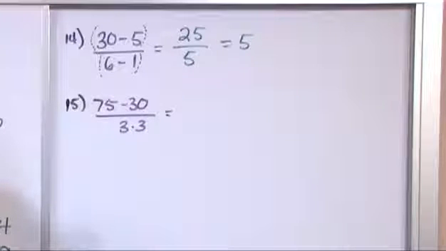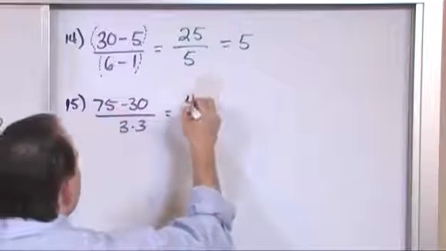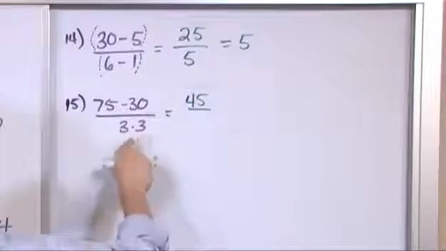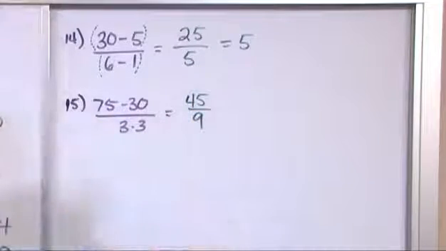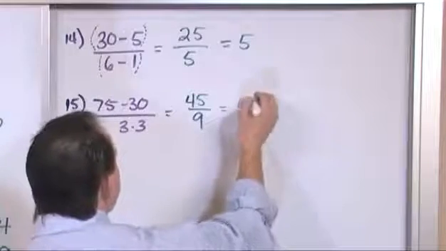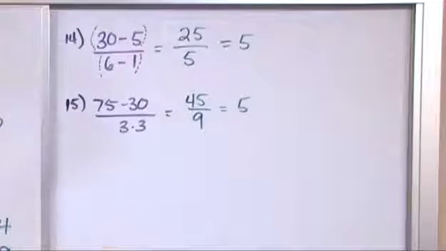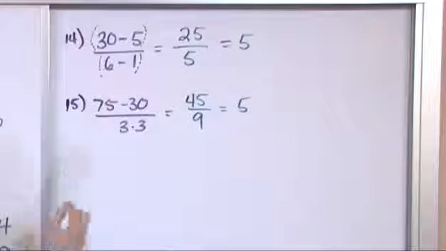So 75 minus 30 on the top is 45. And then on the bottom, 3 times 3 is 9. So you do that separately. Now, 45 divided by 9 is 5. That's the answer. So you see, it looks complicated, but once you know what to do, it's not complicated at all.